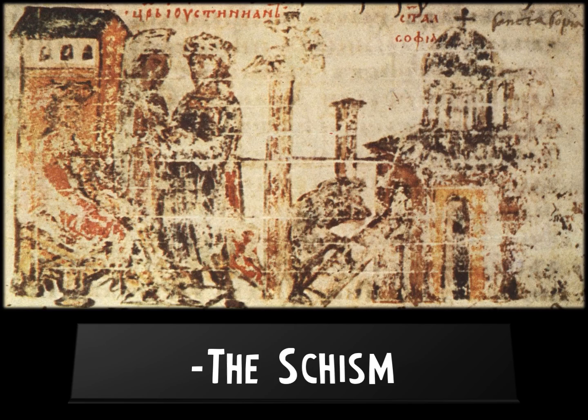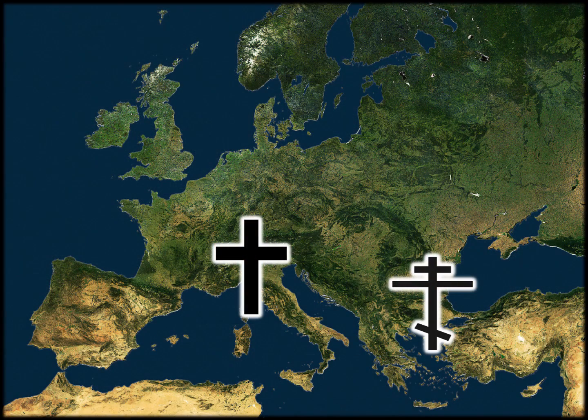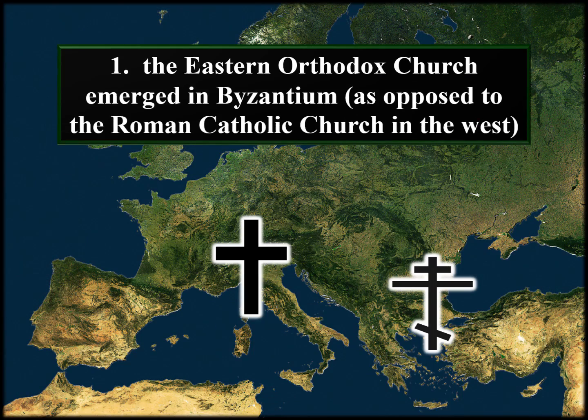The Schism. The Eastern Orthodox Church that emerged in Byzantium was ultimately separated from the Roman Catholic Church in the West. Now remember, the Roman Catholic Church was the original Christian church. So this is why we call it a schism, which means a division between two different branches of the Christian church.